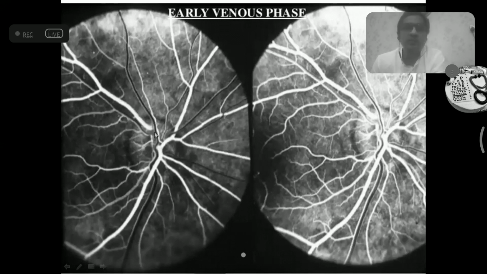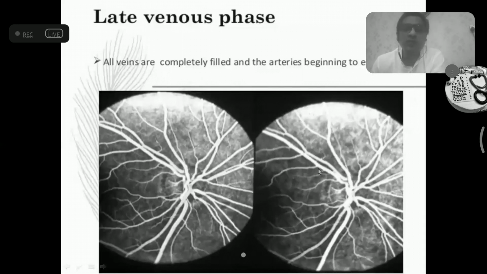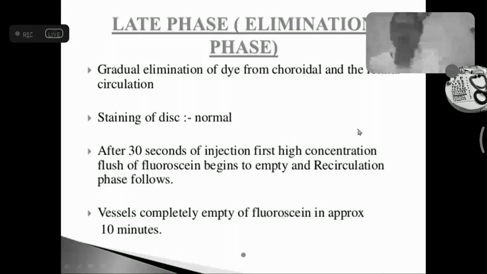In the early venous phase there is laminar flow, and in the mid venous phase all the veins are filling except for the remaining laminar flow. In the late venous phase, all the veins are filled with dye and there is no laminar flow. In the late phase, we see gradual diminution of the dye in the choroidal and retinal circulation. Staining is normal. After 30 seconds of injection, the first high concentration passes, the vessels empty and recirculation takes place. It is completely empty of dye after approximately 10 minutes.